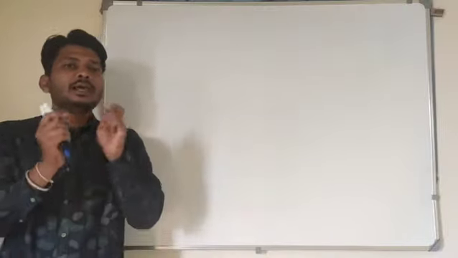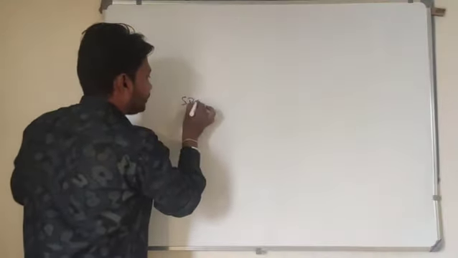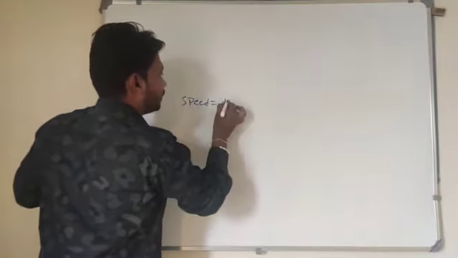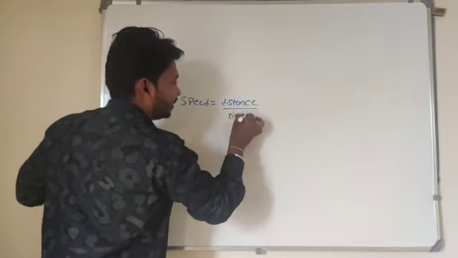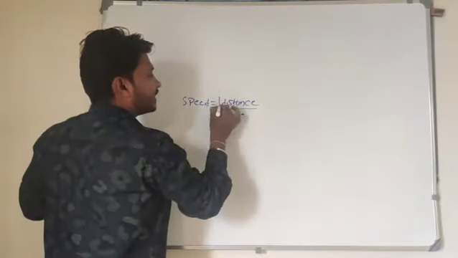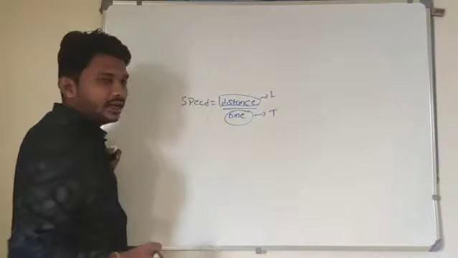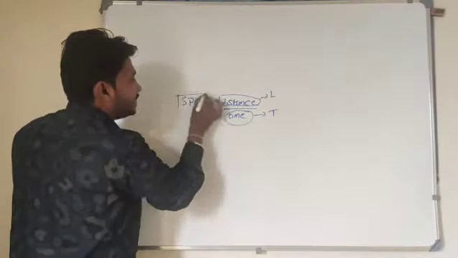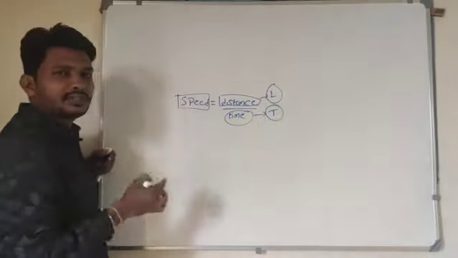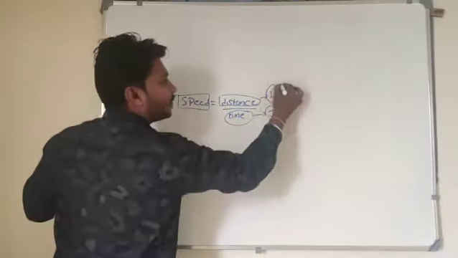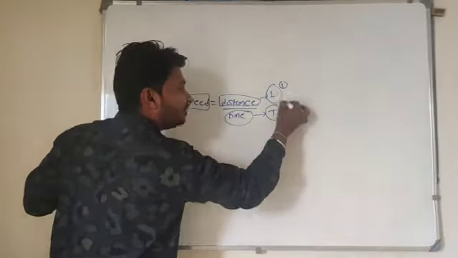For example, I have to express speed. Speed is equal to what? That is distance by time taken. Distance is nothing but length, and time is t. So in order to express speed, the length term is present as well as the time term. How many times is length there? One time. How many times is the time term there? One time.